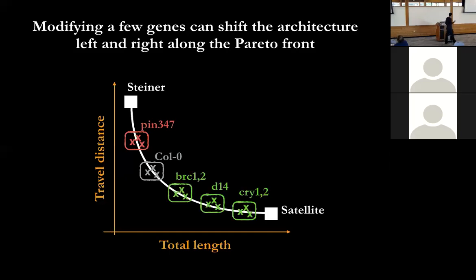And then we looked at some other mutants, and we saw this BRC1-2 push the plant a little bit further to the right along the curve. The D14 pushed it even further. The CRY1-2 pushed it even further. So, these are just a few examples of how modifying a very small number of genes can actually start to help you breed particular features of interest in these plants.